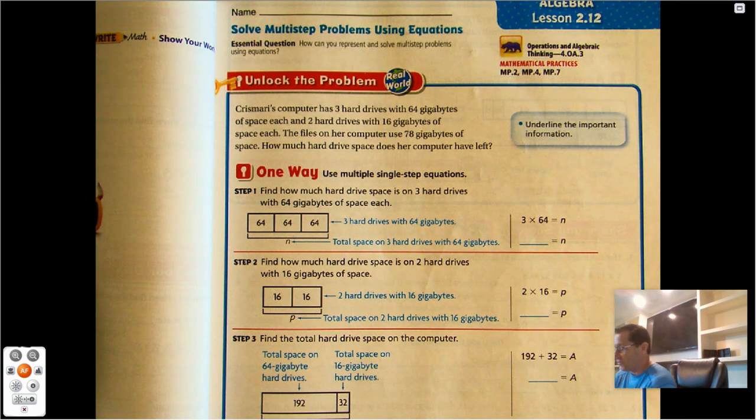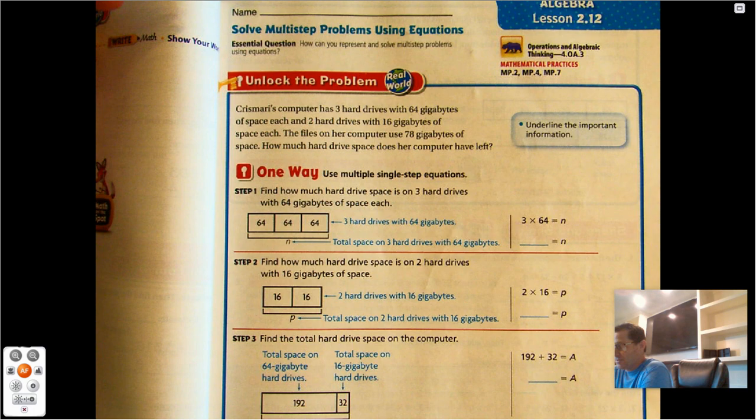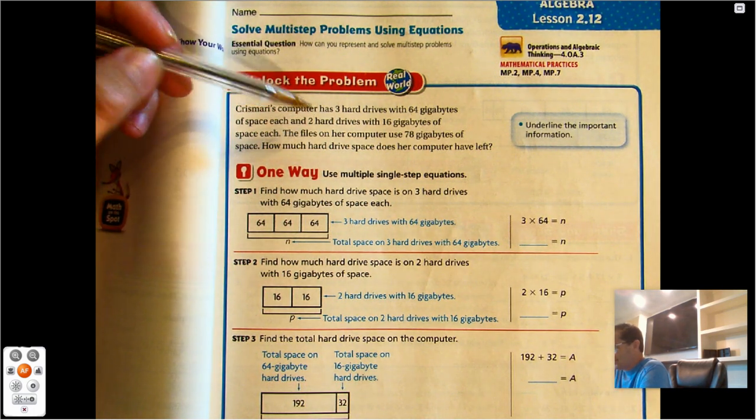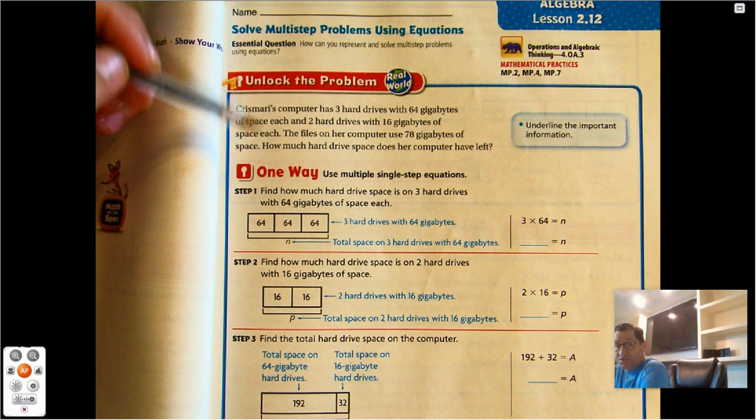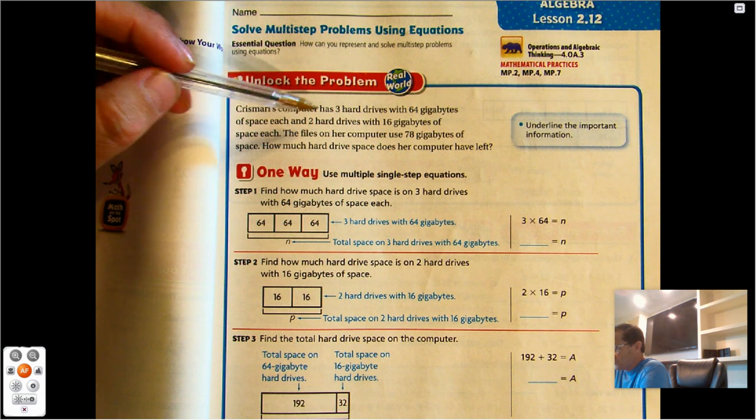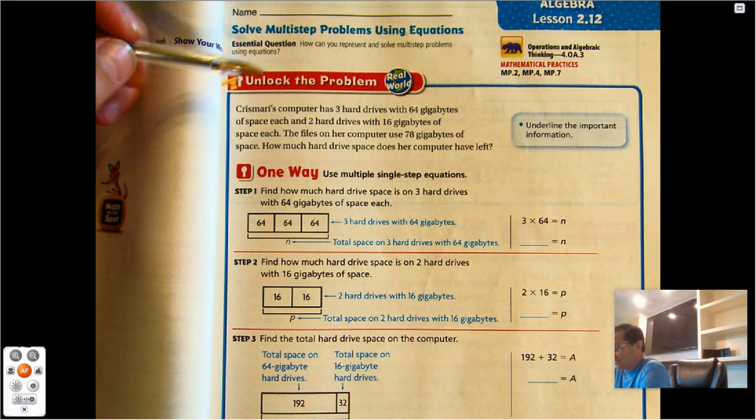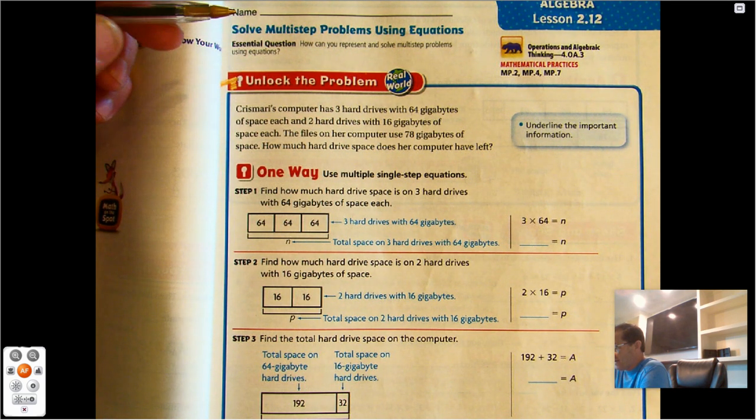Chris Murray's computer has 3 hard drives with 64 gigabytes of space each, and 2 hard drives with 16 gigabytes of space each. The files on her computer use 78 gigabytes of space. How much hard drive does her computer have left?